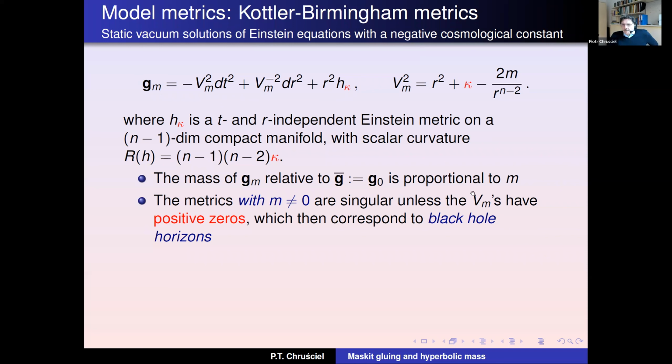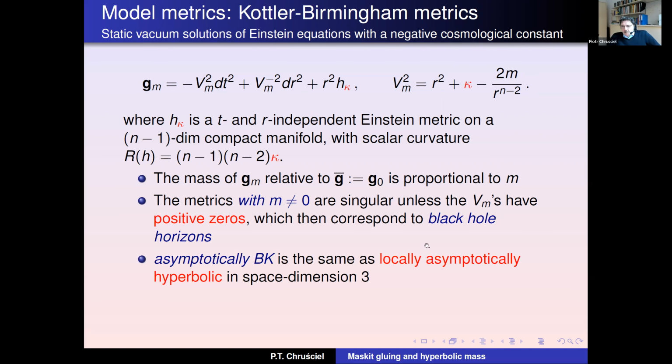Okay, so if m is non-zero, then you're going to get a naked singularity here, unless this function has a positive zero, right? So V_m squared, it looks like the notation, it should be positive, but note that it doesn't have to be, because the way it appears in the metric, it's always squared. Now, if this function has a positive zero, then you get a black hole. If it doesn't, then you get a naked singularity if m is non-zero.